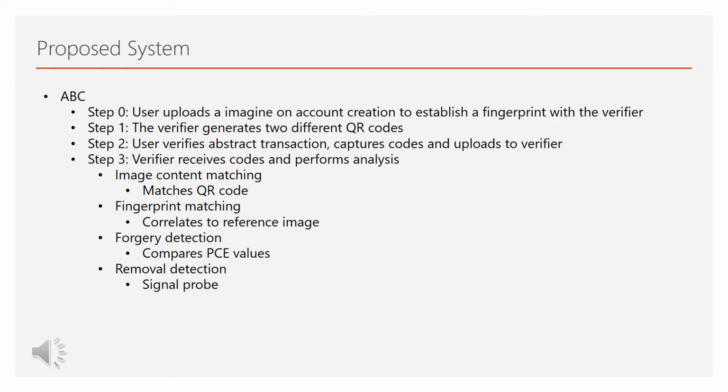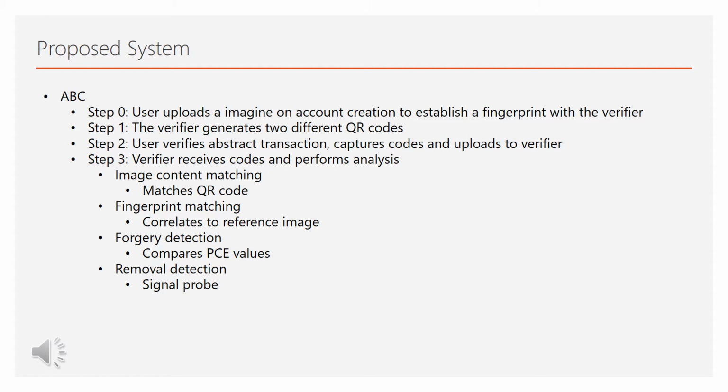The following are the official steps to the writer's proposed ABC protocol. Step 0. The user uploads an image on account creation to establish a fingerprint with the verifier. Step 1. The verifier generates 2 different QR codes. Step 2. The user verifies the abstract transaction. They can do that by actually reading the QR codes and making sure that the transaction is what they are intending to do. They capture the codes by taking a picture and upload the captured pictures to the verifier.